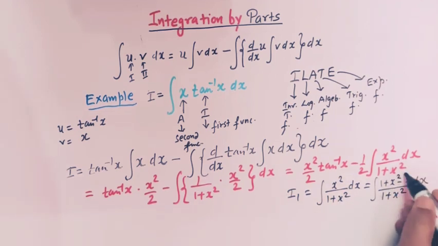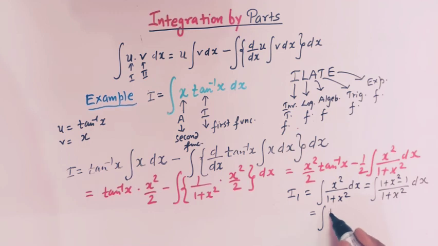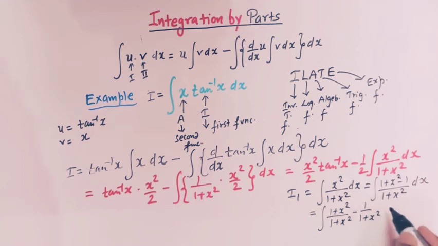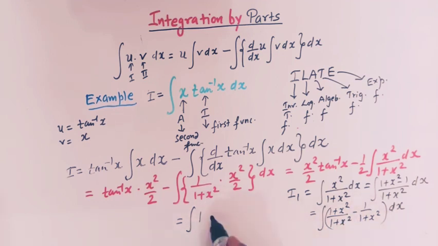So from here we'll break this function. So this function becomes integral of 1 plus x square over 1 plus x square minus 1 over 1 plus x square, right? Okay, now this can be further written as, 1 plus x square and 1 plus x square get cancelled, so we have 1 minus 1 over 1 plus x square, right? So now the integral of 1 is x, and the integral of 1 over 1 plus x square can be written as tan inverse x, right?